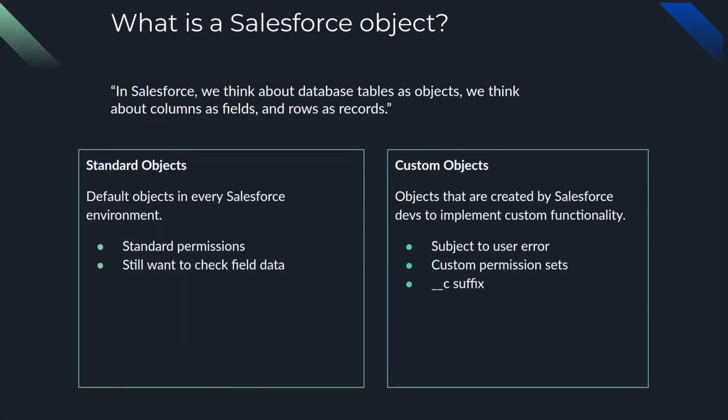Custom objects are objects that are created by Salesforce devs to implement custom functionality. These are, for obvious reasons, subject to user error. Most of the time they have custom permission sets and have an underscore C suffix appended to the end. And it's pretty much the same scenario as don't roll your own crypto, because anything that has been ironed out previously could be re-implemented via custom implementation. So, moving on.